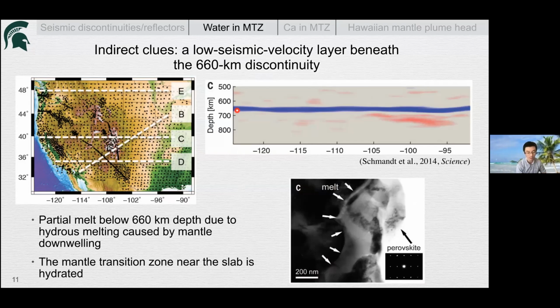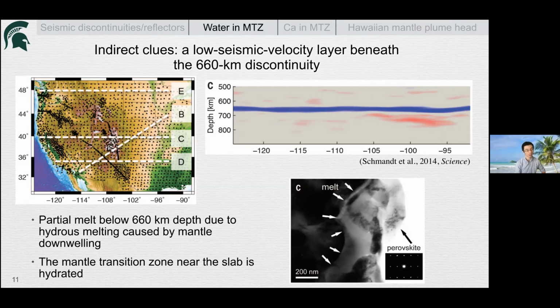Another piece of indirect evidence is right beneath North America, at the 660 discontinuity, much deeper than what I mentioned earlier. They find a strong negative signal indicating partial melting caused by mantle downwelling, which is also related to the Farallon slab at the uppermost lower mantle. So generally speaking, we believe the mantle transition zone near slabs is somehow hydrated. But to me, another interesting question is whether we can find such a low velocity layer in the middle of nowhere, not connected to a plume or a slab.